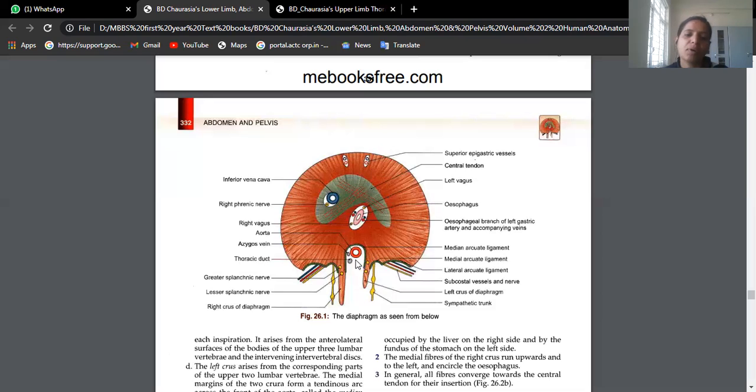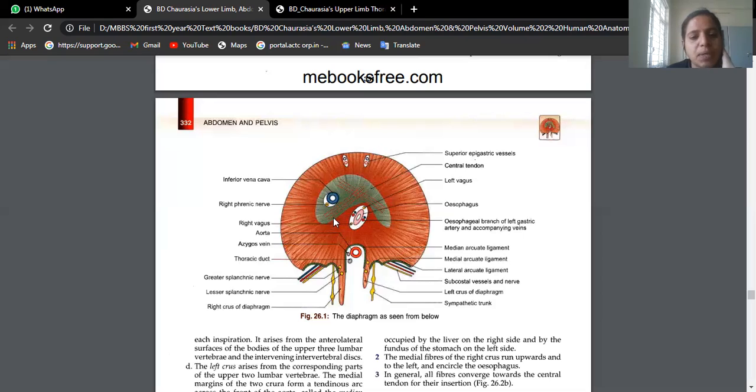Major openings, I gave you one code also: I, O, A, 8, 10, 12. I in the sense of inferior vena cava, present at the level of the 8th thoracic vertebra. O is the esophagus, present at the level of the 10th thoracic vertebra. A is the opening of the aorta, which is present at the level of the 12th thoracic vertebra. Okay, I, O, A, 8, 10, 12. So these are the major openings.